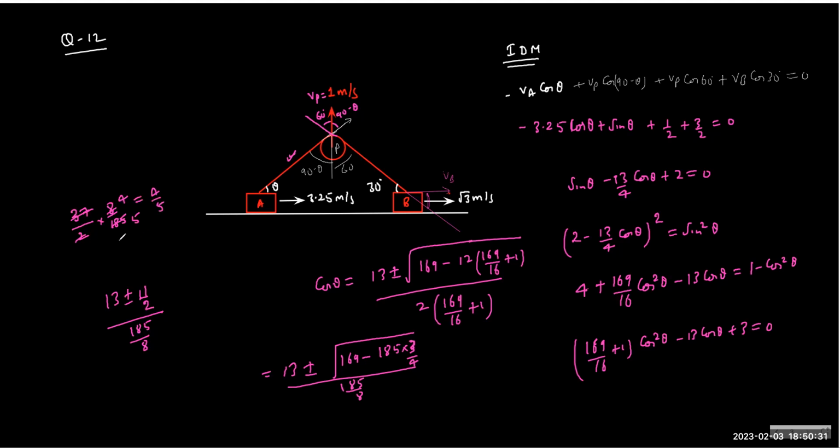If you take a plus sign, then it is 4 by 5. So cos theta is 4 by 5. So tan theta will be how much? 3 by 4. I think 3 by 4 is the answer, right? Oh, yes, 3 by 4. Yeah, so A is the answer.